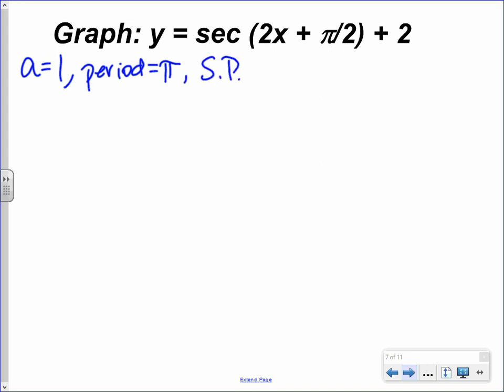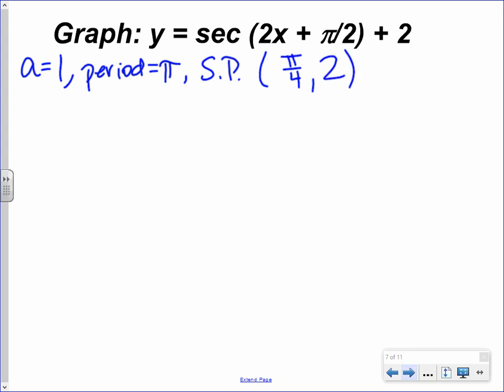The starting point. The x-coordinate of our starting point. Maverick, what would it be? Or how would you find it? C divided by B, right? Yep, c divided by b. So pi over 2 divided by 2. Okay. Which is pi over 4.